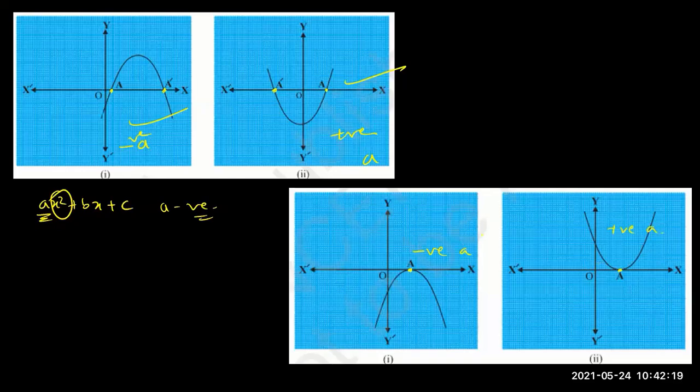So this is one thing, types of the graphs. And here the graph is not cutting the x-axis. Means the polynomial is not having any solution, means it is not having zeros. There is no solution, there are no zeros for this type of graph. Is it clear here? If the graph is like this. Any doubt? Any question?